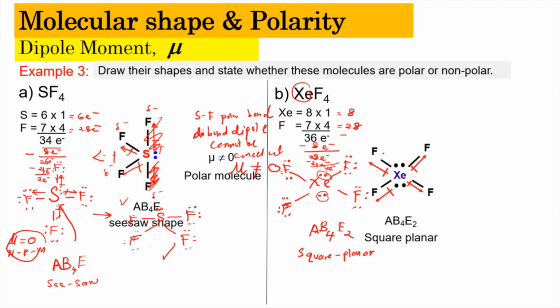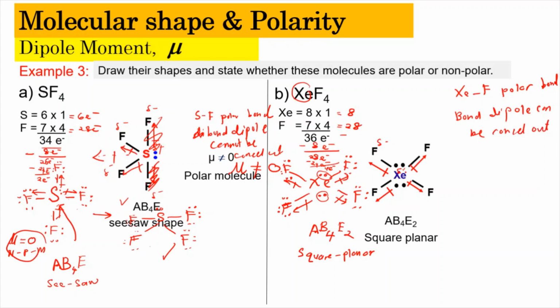Okay, and as you know, fluorine is more electronegative in comparison to xenon. Okay, so the bond dipole is going to be created from the xenon to fluorine. So there's going to be a bond dipole here, a bond dipole here, a bond dipole here, and a bond dipole here. So you know that the XeF bond is polar. Okay, even though it is a polar bond, the bond dipole can be cancelled out. Dia boleh di cancel out.